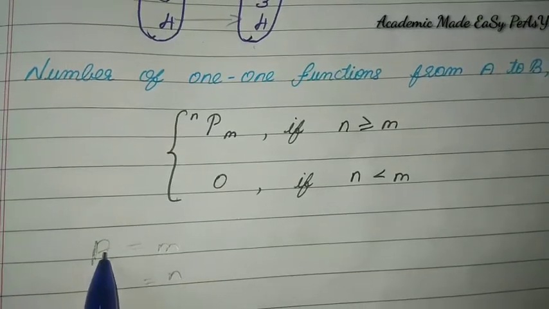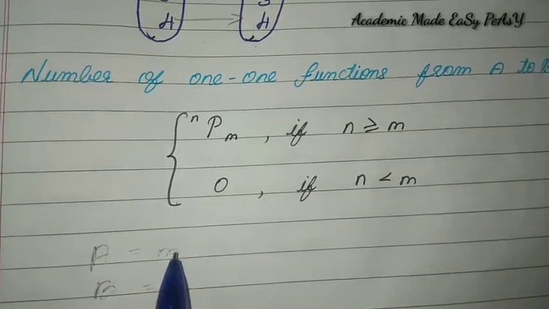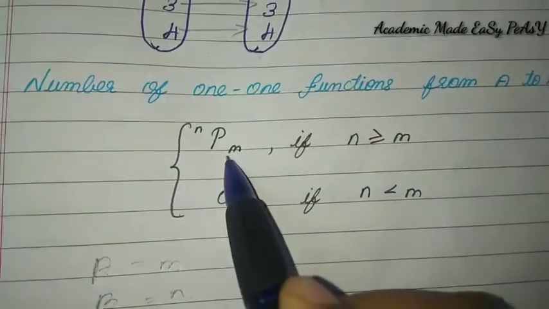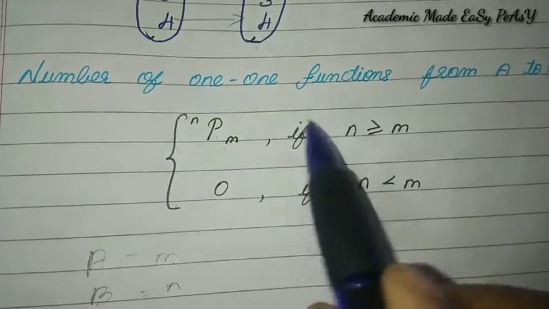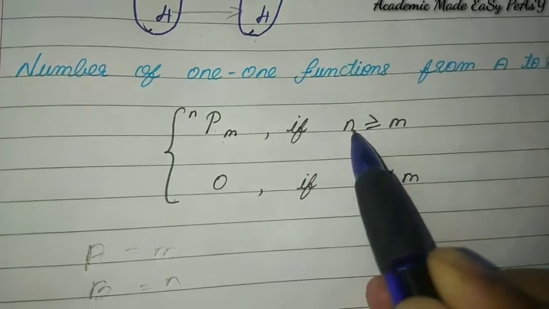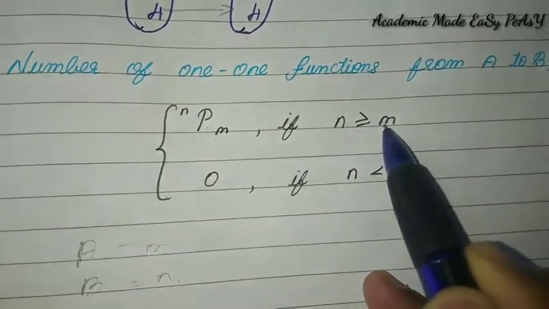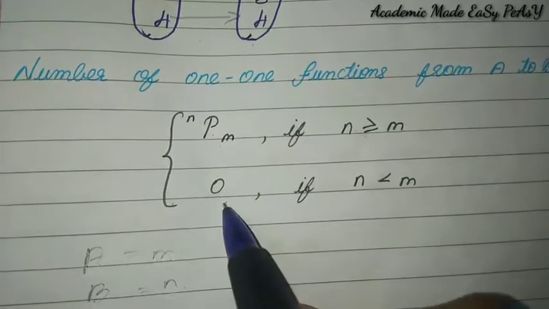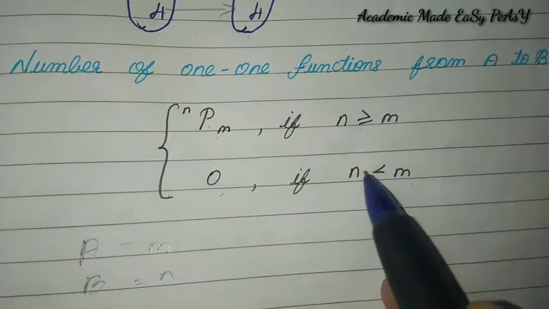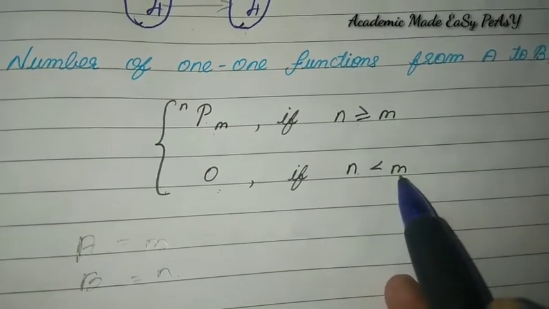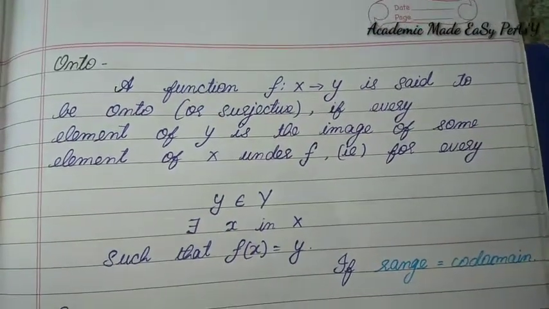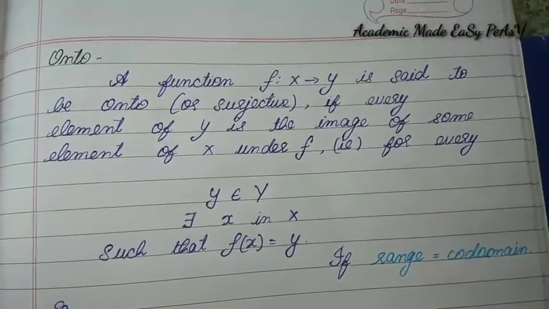If we have the number of elements in A as m and the number of elements in B as n, then the number of one-to-one functions will be nPm if n is greater than or equal to m. That is, the number of elements in B is greater than or equal to the number of elements in A. Or it is 0 if n is less than m, that is, the number of elements in set B is less than the number of elements in set A. This is the condition. Let's see what is onto function. Before that, let's see an example.